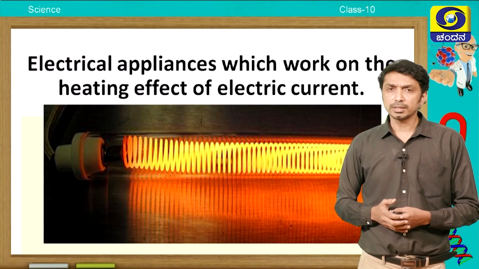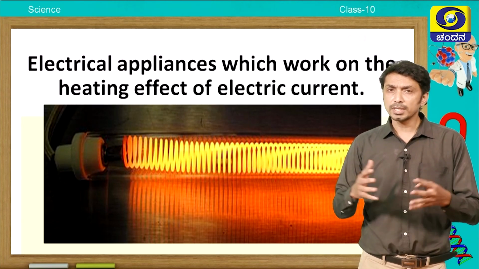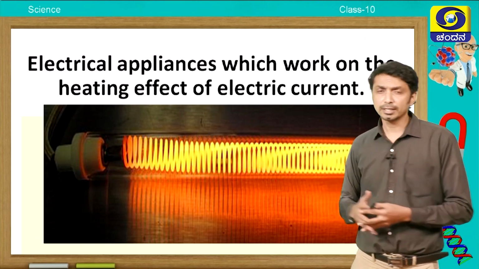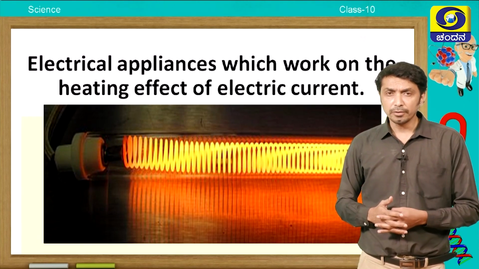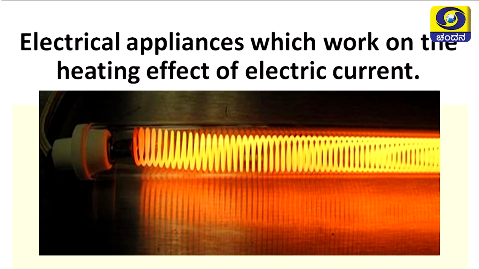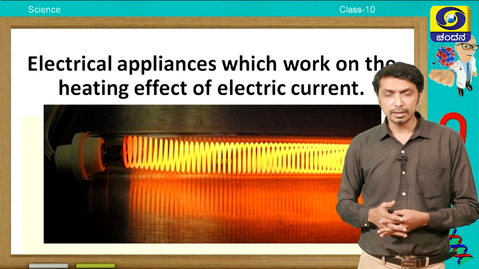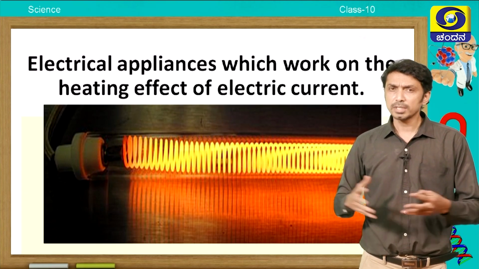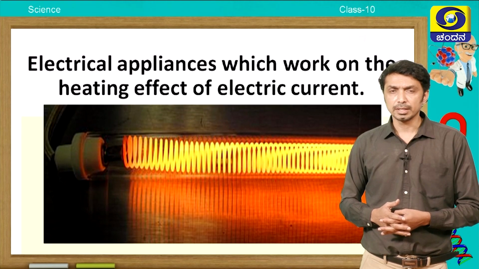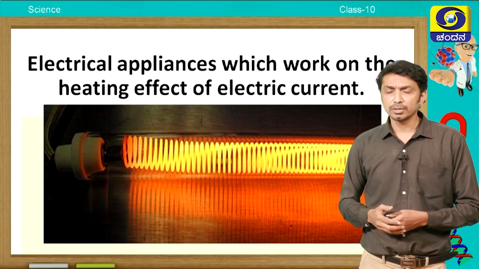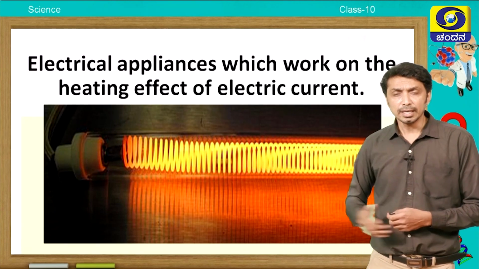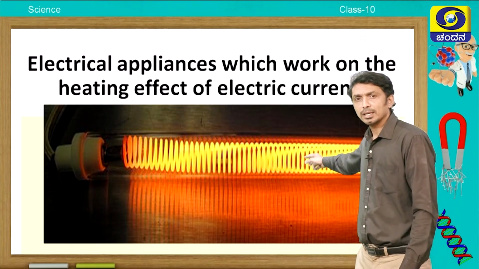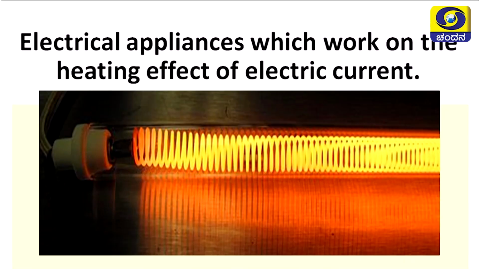So children, what is the reason that these electrical appliances produce more heat, whereas other electrical appliances like television or fan do not produce that much amount of heat? What is the reason here? Yes, I am sure you have thought of the right answer. Here, as you can see, this wire has turned red. The reason is that the temperature of the wire is very high.